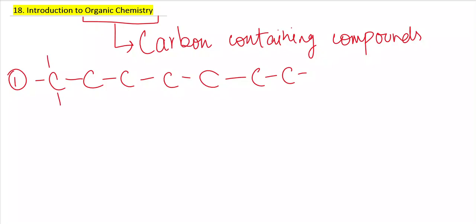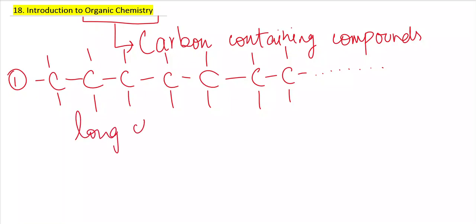So a total of 4 bonds are formed by each carbon atom, and other elements can also be joined with these, and so on up to n number of atoms can attach, so that it can form a long chain. So this is the first one, that atoms can join together to form long chains.